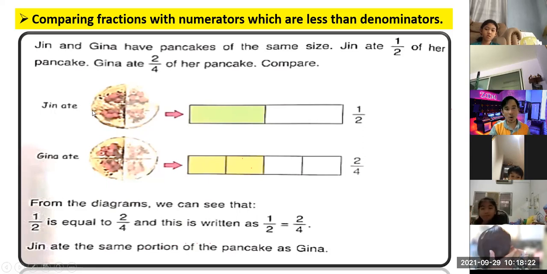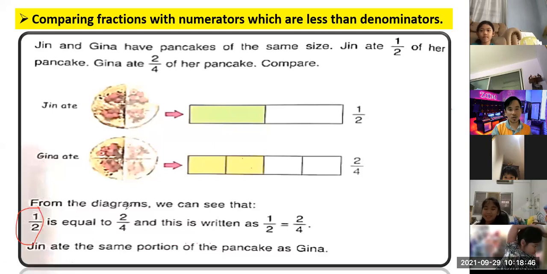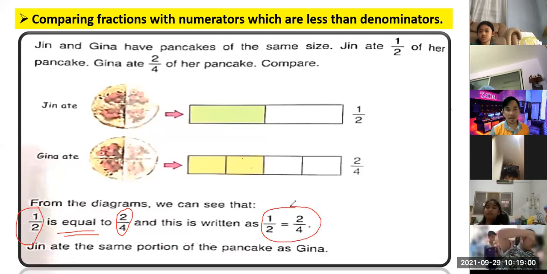Jean's pancake is divided into 2, while Gina's pancake is divided into 4. That's why there are 4 parts, 2 over 4. 1, 2, 3, 4. Here, 1, 2. If you look, they are the same, equal, right? So 1/2 and 2/4 are equal. You can write it this way: 1/2 and 2/4 are equal.